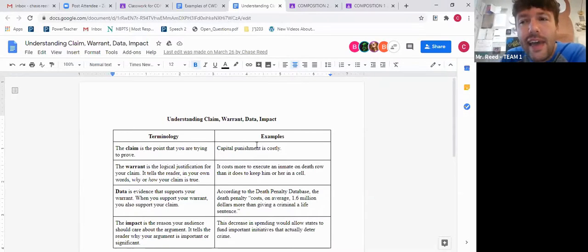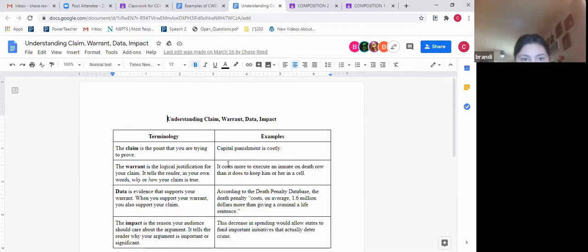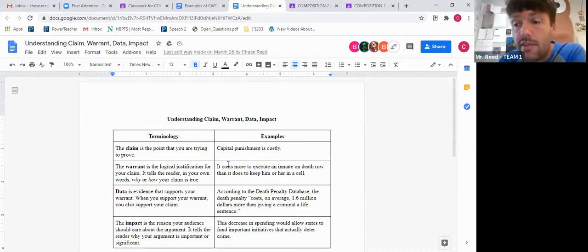Now, as soon as I make that claim, Brandy, what is the first question my audience is going to ask in their minds? How or why is that claim true? If I'm going to believe it, I need to have a warrant. So let's move to the second sentence of the paragraph. It says it costs more to kill an inmate or a prisoner on death row than it does to keep him or her in a cell. So what is that actually saying, Michael? Put it in your own words.